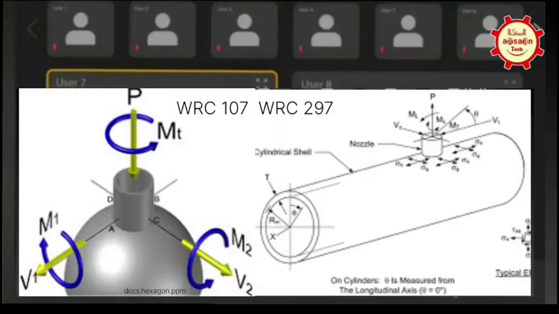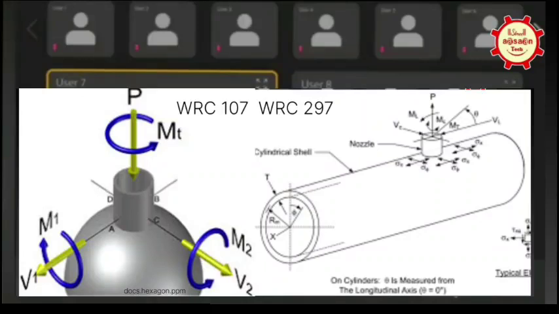Anyway, thank you. Now going back to the first question. Yes, now it is clear that WRC 297 is for the cylindrical part, the shell, the cylindrical component. So for nozzles coming on the shell, yes, right, exactly.